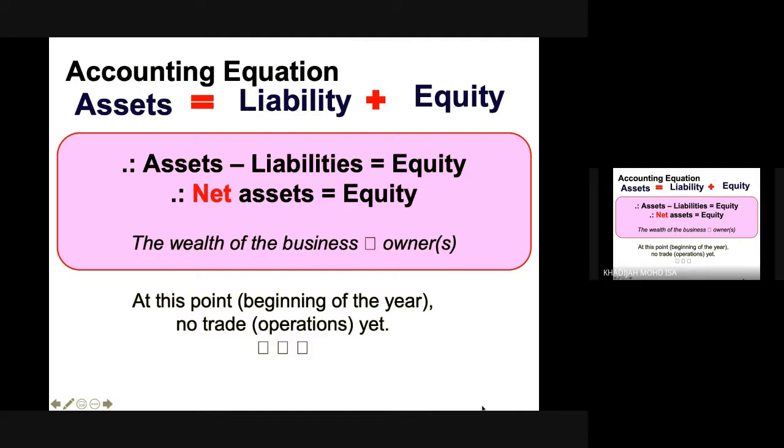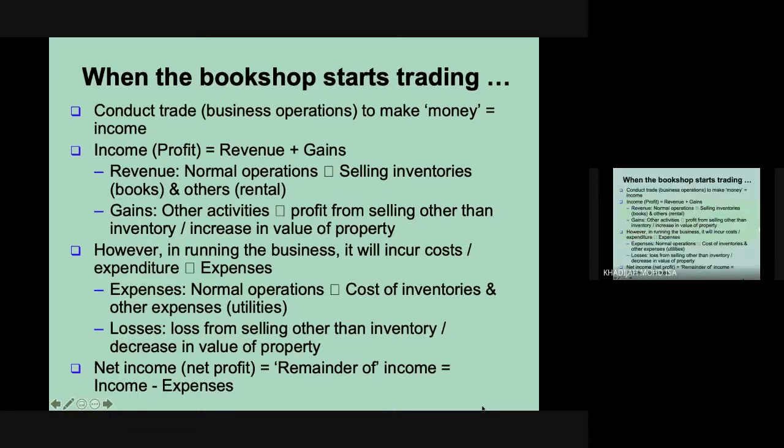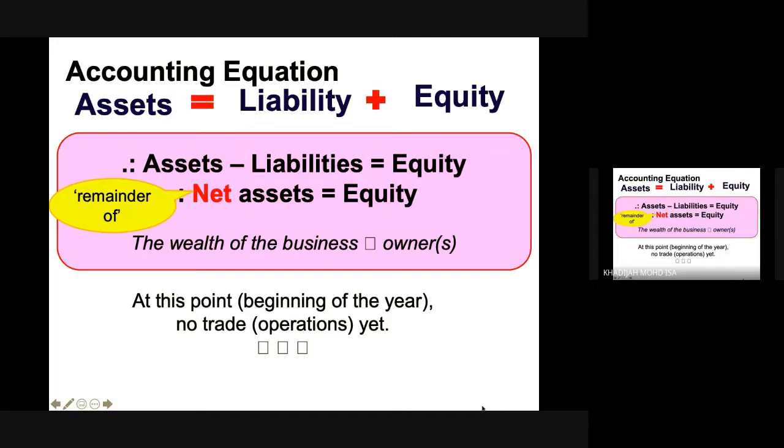At this point, beginning of the year, there's no trade operation. The remainder is why it's called net. What is balance? Asset minus liabilities is your equity. So in this example, you have assets of 50,000, your liability is 5,000, your equity is 45,000. So 50,000 minus 5,000 is 45,000, that is your net asset. Your net asset is also your equity. That's how you read it. It happens that your net asset is 45,000, and your equity is also 45,000.